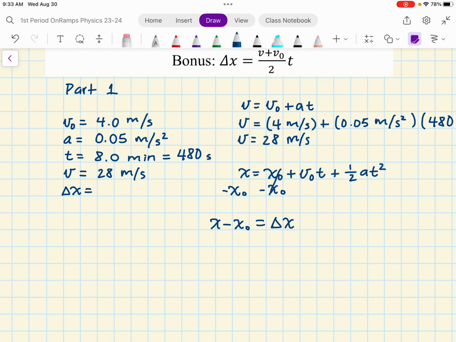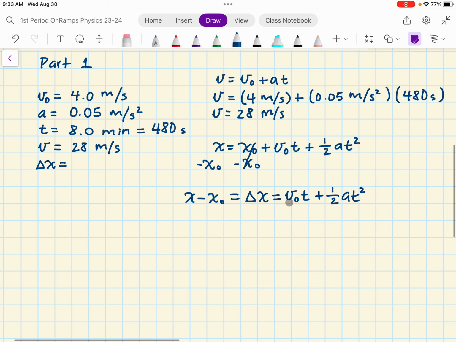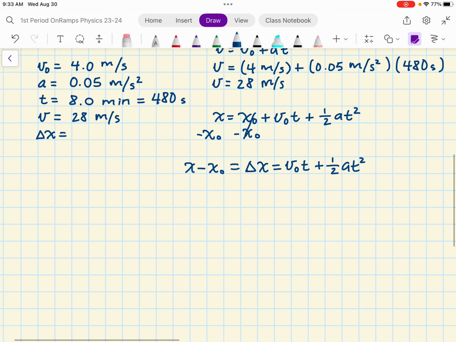And then I can rewrite this equation in this form. I suggest you write it down somewhere in case you need to use it again. Then I don't have to solve for anything because my displacement is on the left side. I just plug in my numbers.